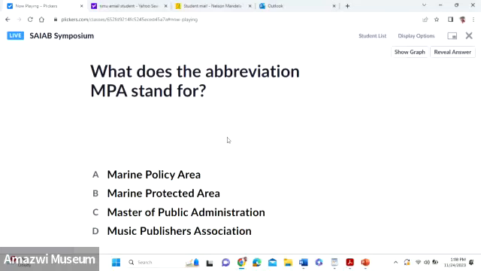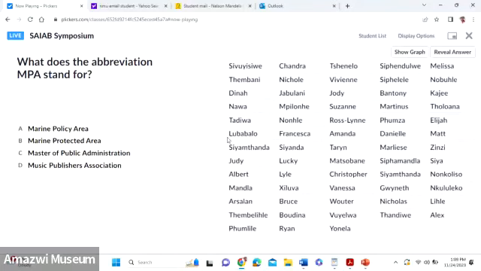Okay, now let's see if you are listening. So there's no need for a demonstration this time. We'll just get straight into it. So the first question is, what does the abbreviation MPA stand for? A, Marine Policy Area. B, Marine Protected Area. C, Master of Public Administration. D, Music Publishers Association.